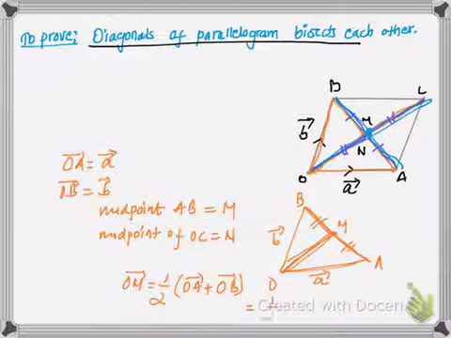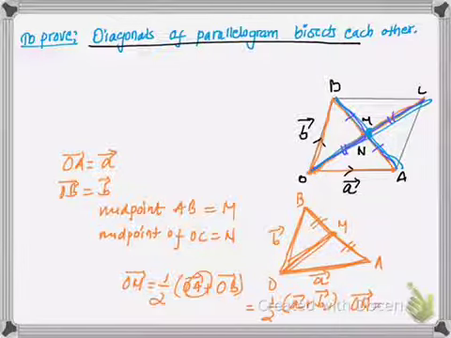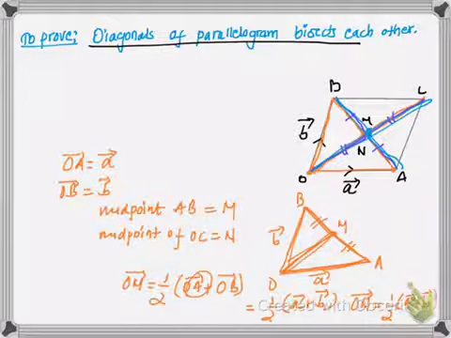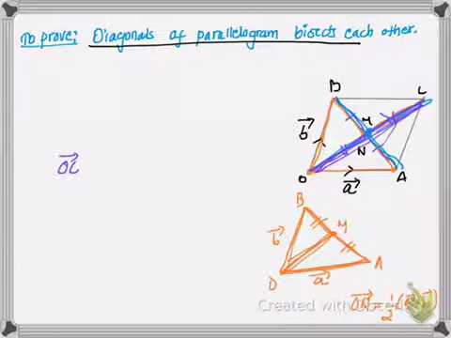If you don't know what midpoint theorem is, then you can check my playlist, and you can see that there is a video tutorial for midpoint theorem as well. You can see it if you like. So here 1/2 of OA, I suppose, is vector A, and for OB it is equal to vector B. So OM, the position vector for point M, is given by 1/2 of vector A plus vector B.